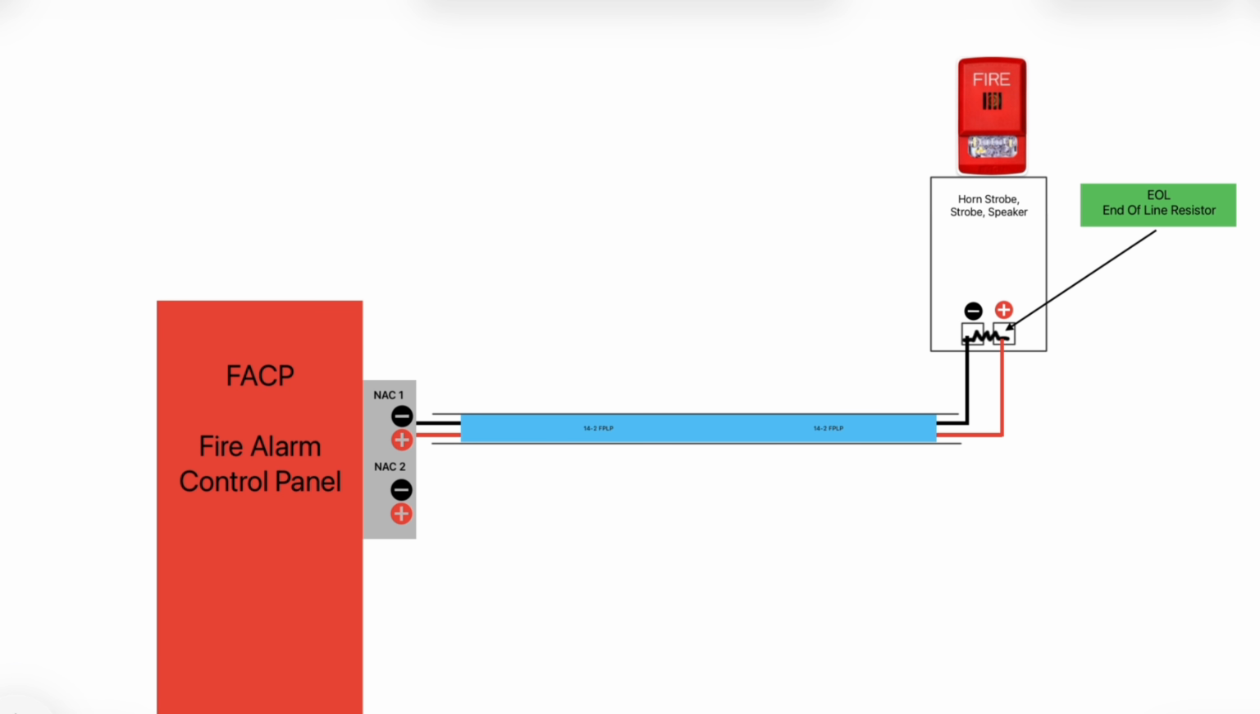Why put a resistor here? What's the purpose of the resistor? The end-of-line resistor serves the purpose of circuit integrity. The panel is continuously monitoring for this resistor value.